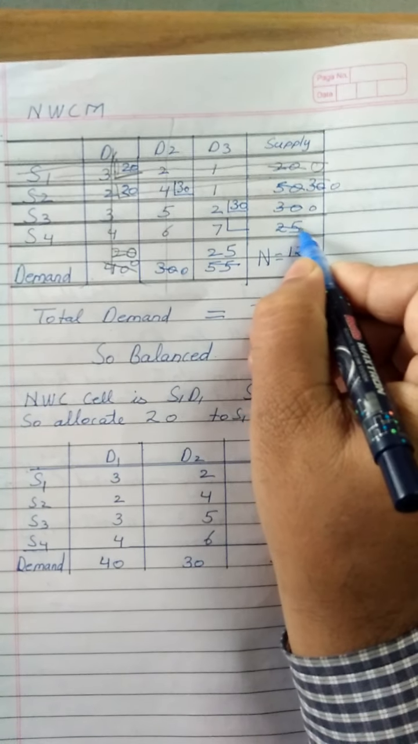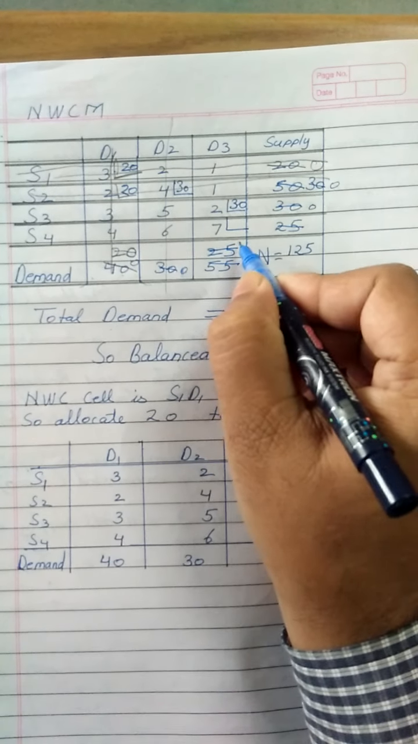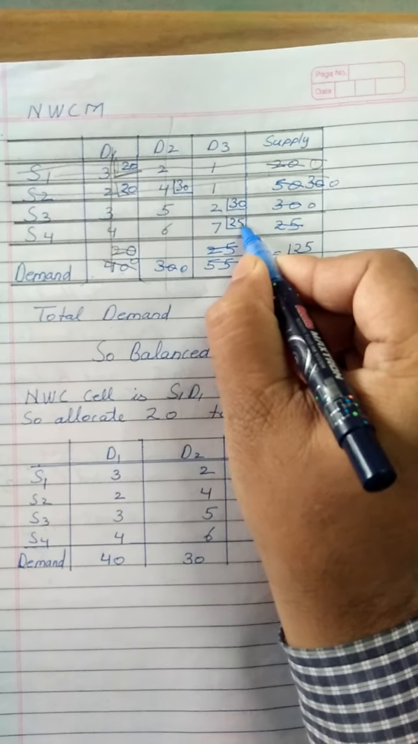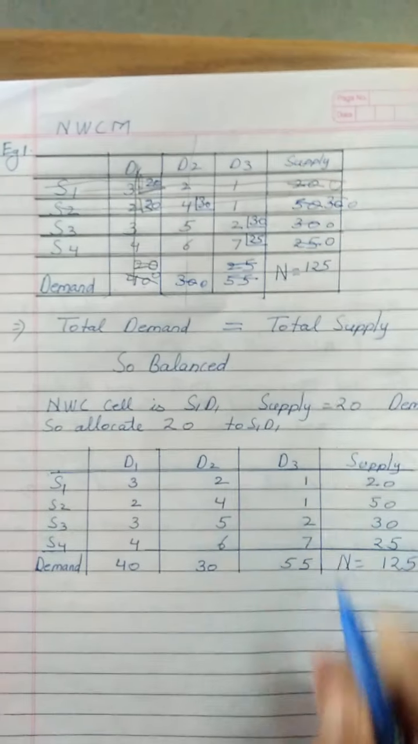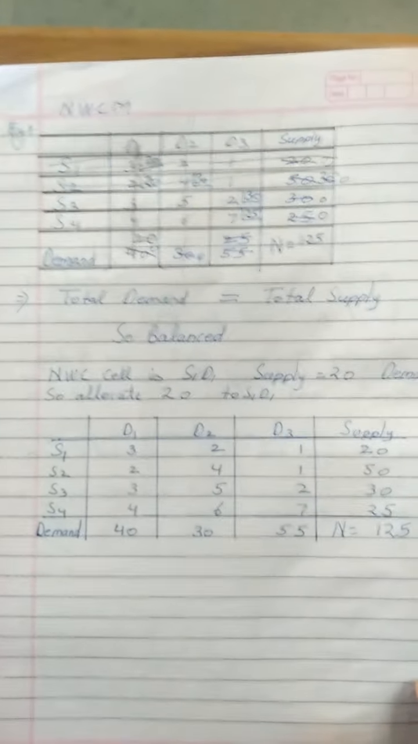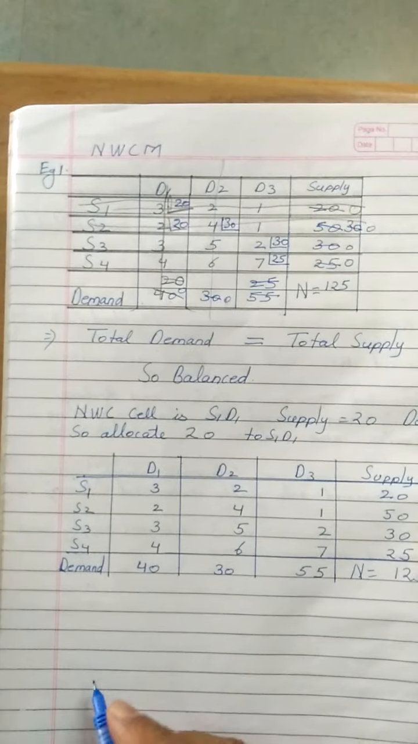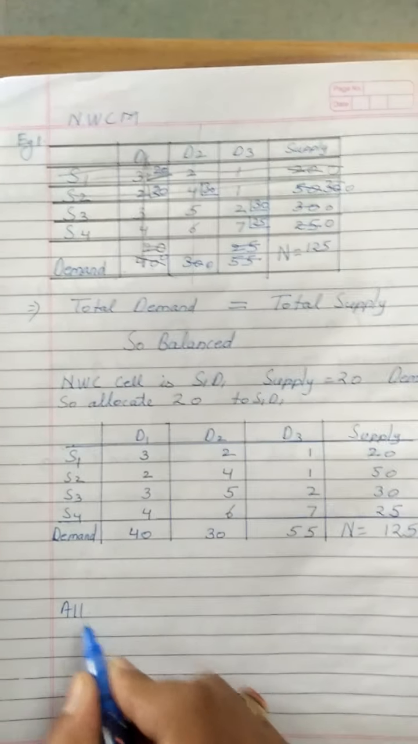Now the last remaining is this. It has 25 as source. Destination can have only 25. So this 25 is given. So this becomes 0. Clear? Now seeing this, we just need to write the allocations. That is called the allocations.